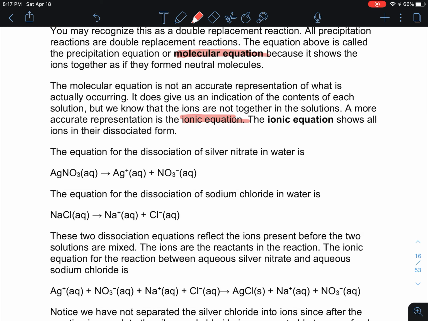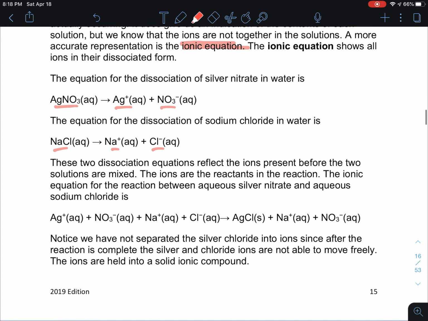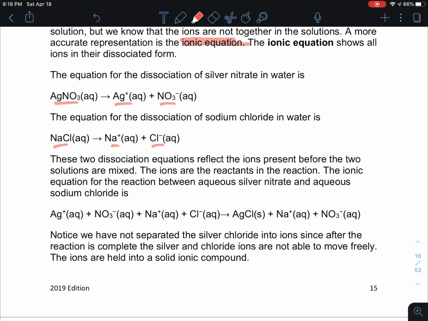So here is the ionic equation. We do the dissociation of the silver nitrate into its composite ions, and the sodium chloride into its composite ions. These two dissociation equations reflect the ions that are present before the two solutions are mixed. Then we take our composite ions, add them into the equation, and find the pairs that make up precipitates, and note any pairs that don't and leave them in their ion form.